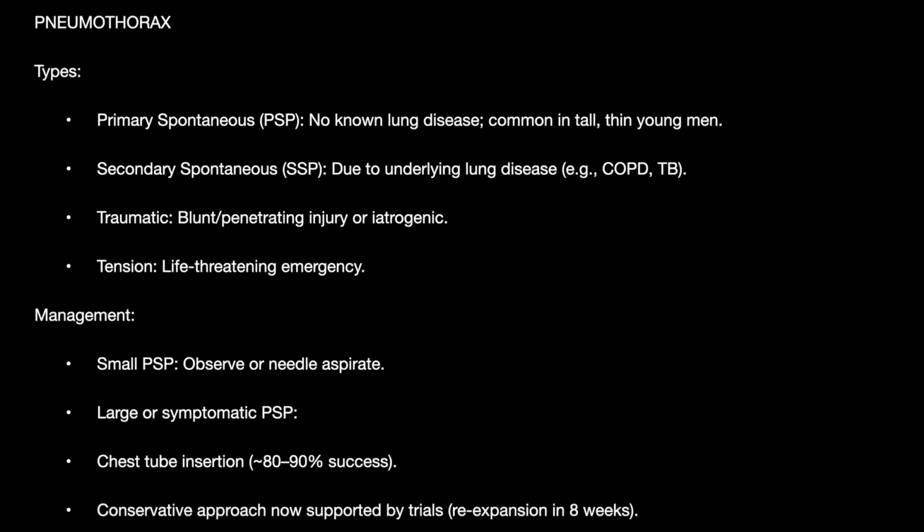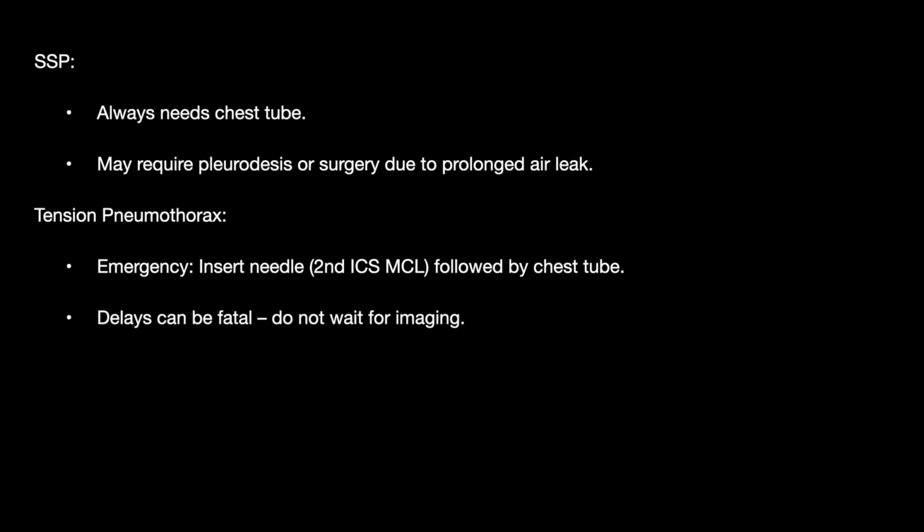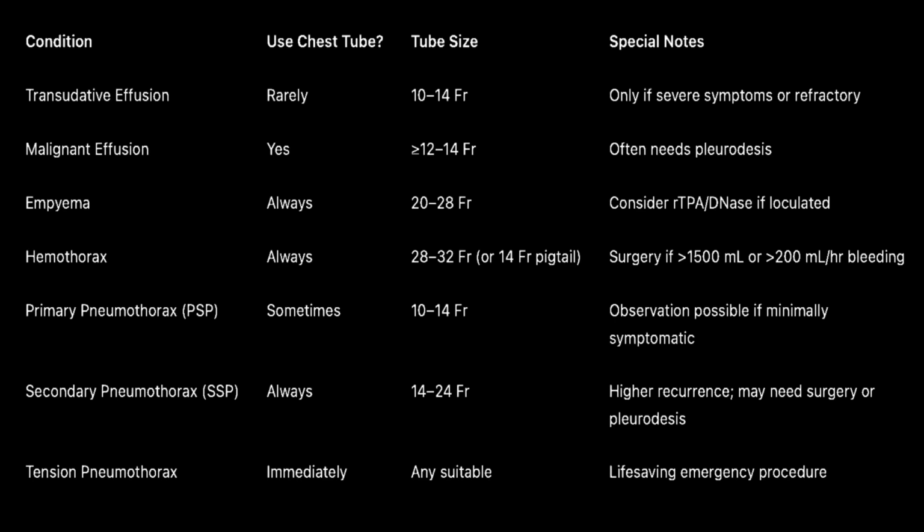Conservative approach is now supported by trials. Re-expansion is seen in 80% within 8 weeks. Regarding secondary, always need to put a chest tube, may require pleurodesis and surgery if there is a prolonged air leak. Tension pneumothorax, emergency is first to insert a needle and then put the tube. Delay may be fatal.